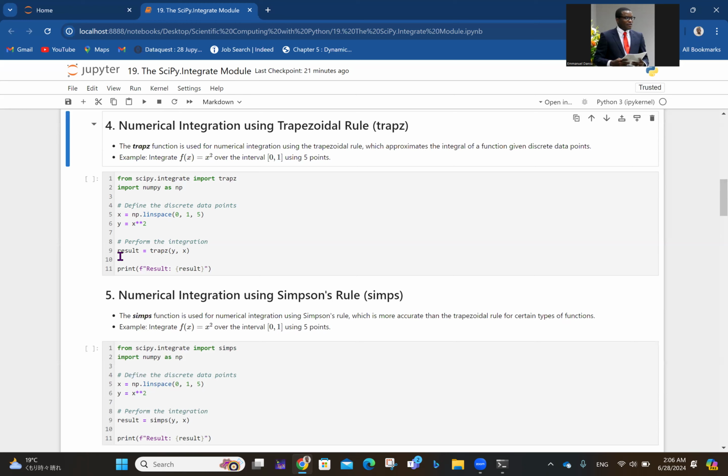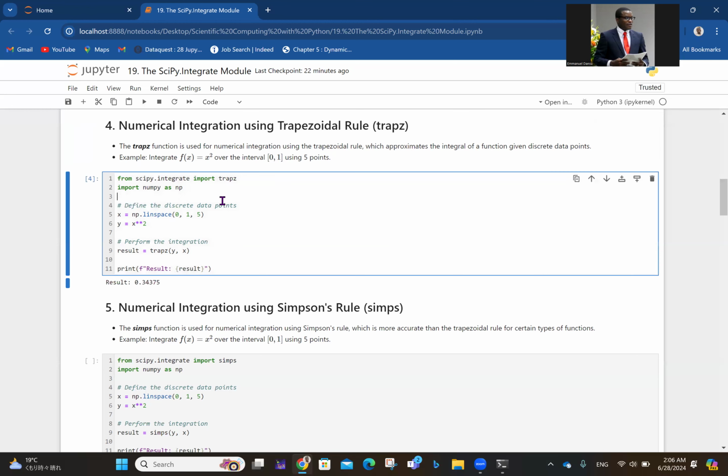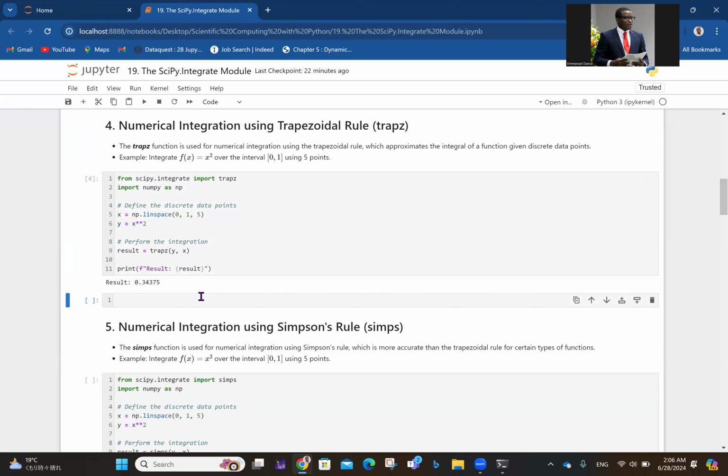Then you perform the integration. The result is just a variable name. So you have trapz of y comma x, and you just get the result over 5 points. Now, just like I said, the number of points you take determines the accuracy of your result.